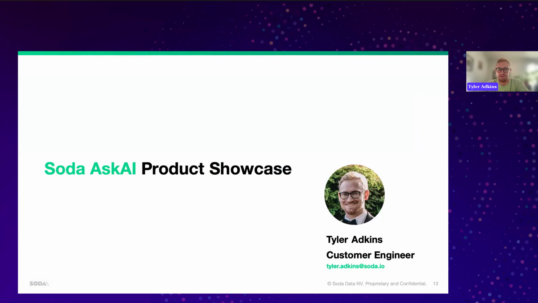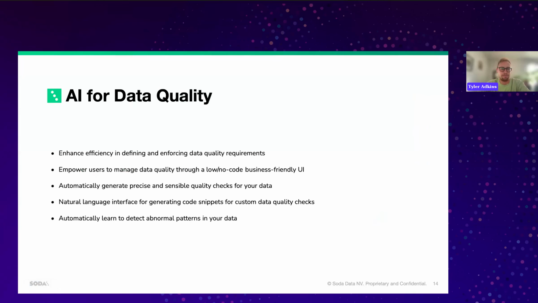Today I'll be talking about how AI can be used to improve your efforts to manage your data quality. So some of the ways that AI can help with data quality are, first and foremost, to enhance the efficiency with which you define and enforce your data quality requirements. This happens by empowering users to manage the data quality through low and no-code business-friendly user interfaces. In particular, AI can be used to automatically generate precise and sensible data quality checks. And it provides a natural language interface for generating code snippets for custom data quality checks.